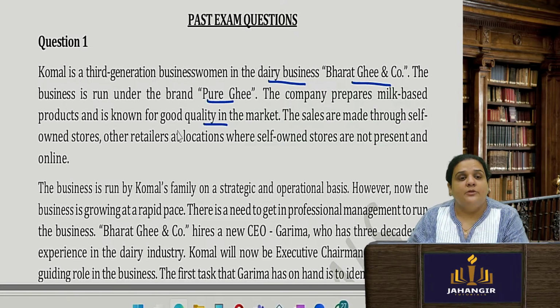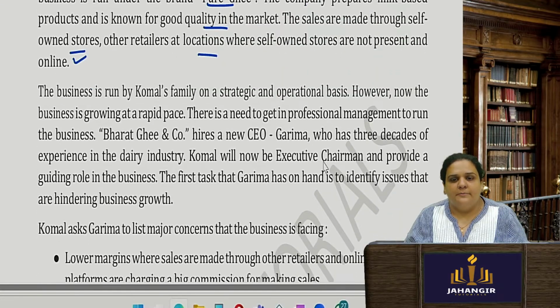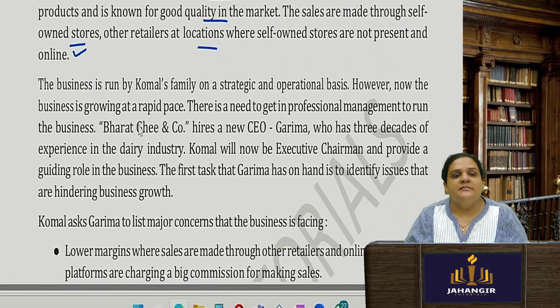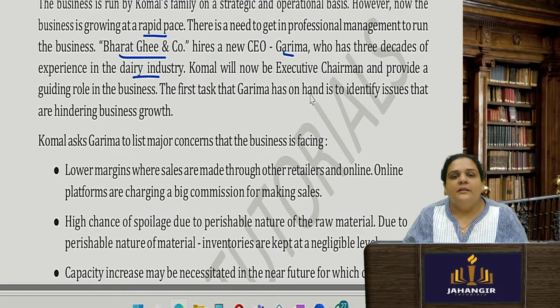The sales are made through self-owned stores, other retailers at locations where self-owned stores are not present, and online. The business is run by Komal's family on a strategic and operational basis. However, now the business is growing at a rapid pace. There is a need to get in professional management to run this business. Bharat Ghee and Company hires a new CEO, Garima, who has 3 decades of experience in this industry. Komal will now be executive chairman and provide a guiding role in the business.